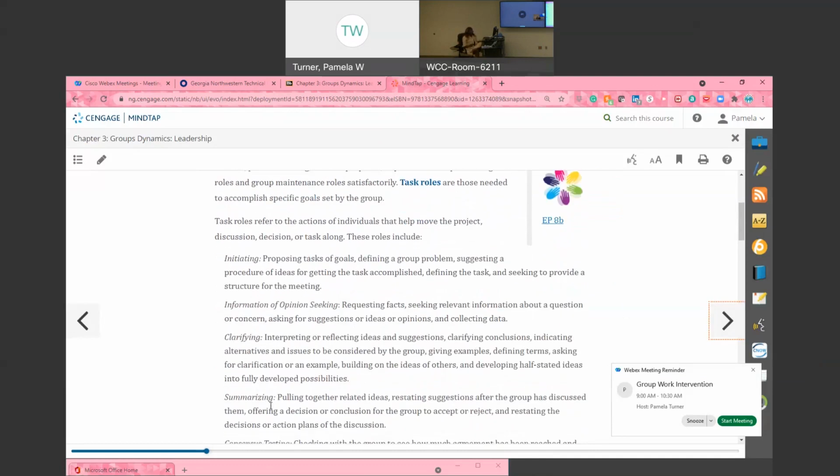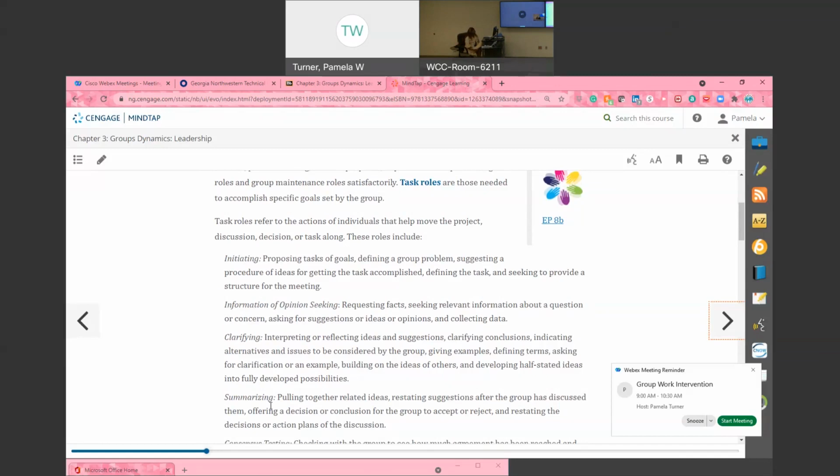Clarifying is one of those active listening skills, whether you see it in the group or individual, it doesn't really matter. Clarifying is making sure that you understand. Interpreting or reflecting ideas and suggestions, clarifying conclusions, indicating alternatives. It's always okay to clarify in the middle of a conversation, in the middle of a group session. A client says this and I don't understand, or I think what they're saying. It's really okay to go back and clarify.